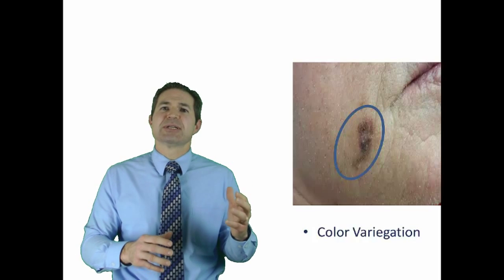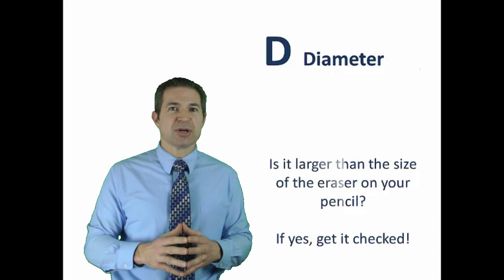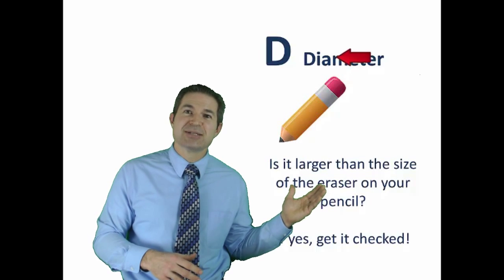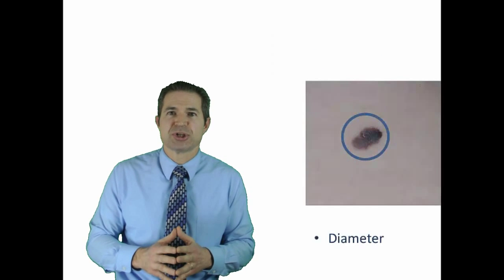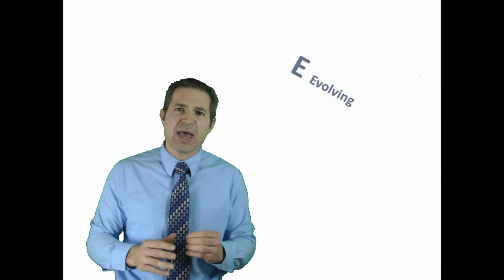Now the D represents diameter, and that means a mole that is going to be a bigger size, oftentimes than 5 millimeters. That's generally bigger than a pencil eraser in size. So if it's bigger than a pencil eraser in size, consider having it evaluated. It doesn't have to have a lot of other features to it if it's bigger than 5 millimeters and it's new or changing.